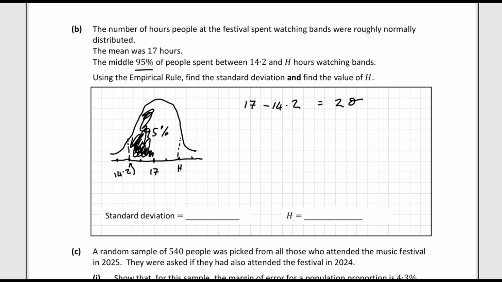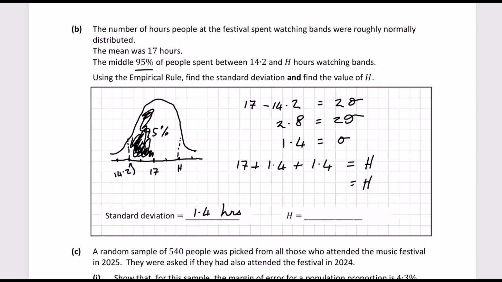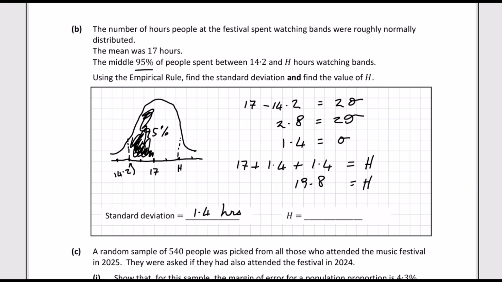So if you take 17, subtract 14.2, you get 2.8 is equal to 2 standard deviations. So that means 1 standard deviation, divided by 2, gives you 1.4. So the standard deviation is 1.4, and these are hours. H then would just be 17 plus 1 standard deviation plus another standard deviation. It's 2 standard deviations above 17. So that will give us H. So H is just going to be 19.8. So H is 19.8 hours.